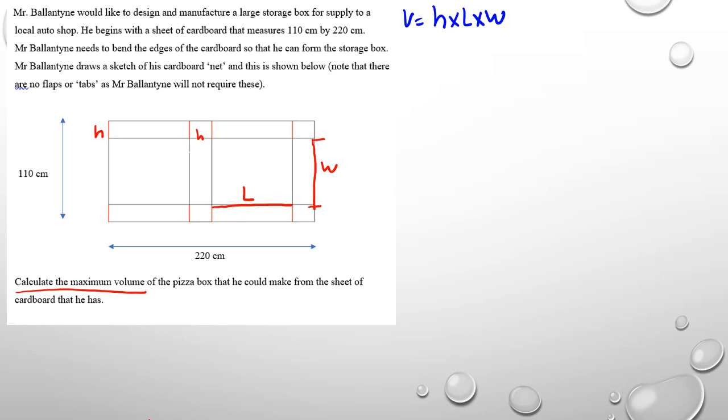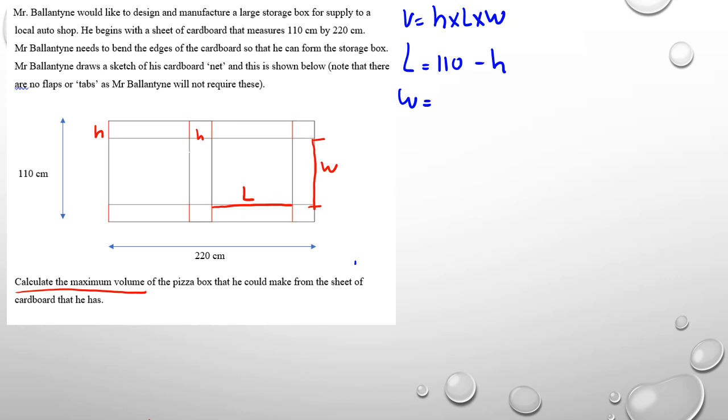So this one here is 110. So the length of the box will be 110 minus h. If you want to use the whole 220, then the length is 220 minus 2h, then you can take 2 as a common factor, so it's the same thing. Now we will have to find the expression for the width. The width of the whole sheet is 110.